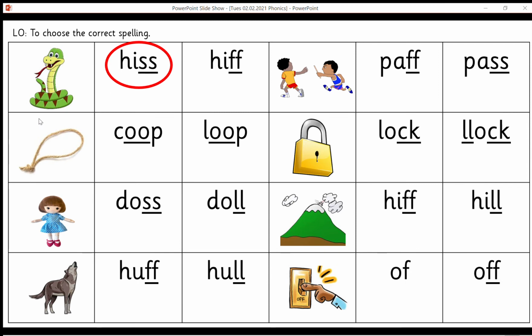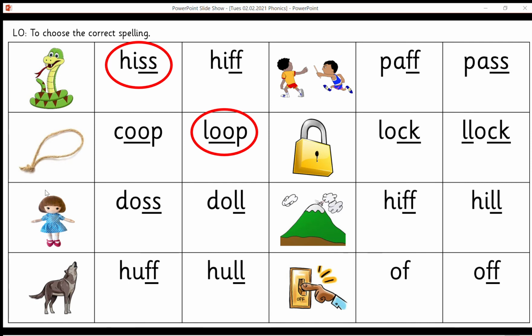Okay. Do you remember what word matched this picture? It was loop, wasn't it? Loop. Okay. Let's have a look. K-oop, coop. L-oop, loop. Is it coop or is it loop? Which one do you think it is? Okay. Let's see if you were right. Good job. Right then, next one.